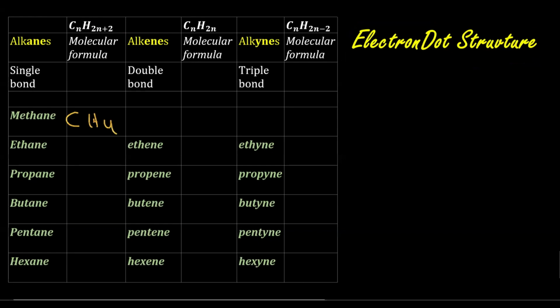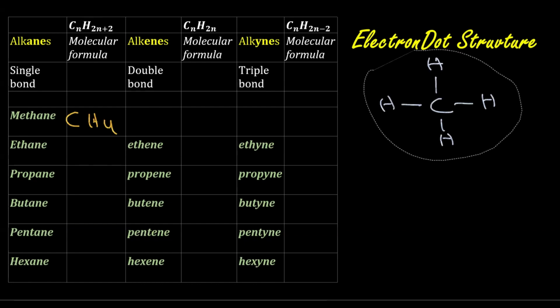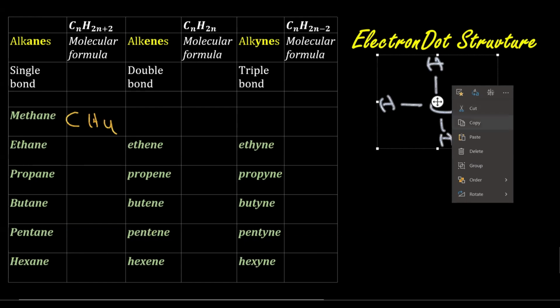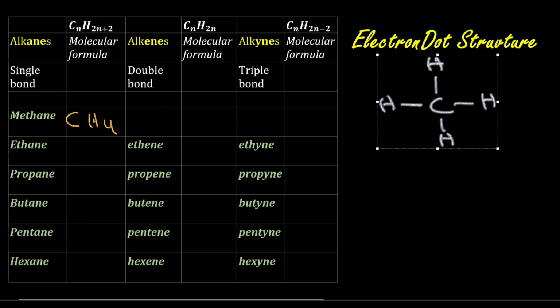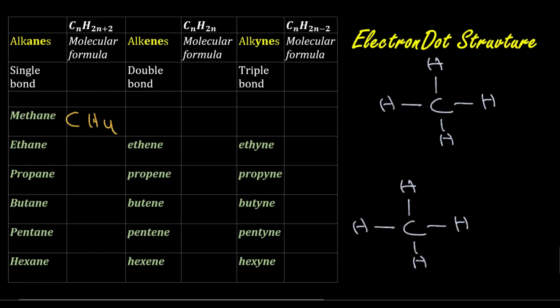Now, first I'll do the bond structure where one carbon atom is bonding with four hydrogen atoms with single covalent bonds. And this is the bond structure. Now, in order to make a dot structure, I suggest, even if they ask you for a dot structure, make a bond structure first. And then what you can do here is replace this bond, right? We can replace this one single bond with a cross and a dot, right? This way you can replace all of them.